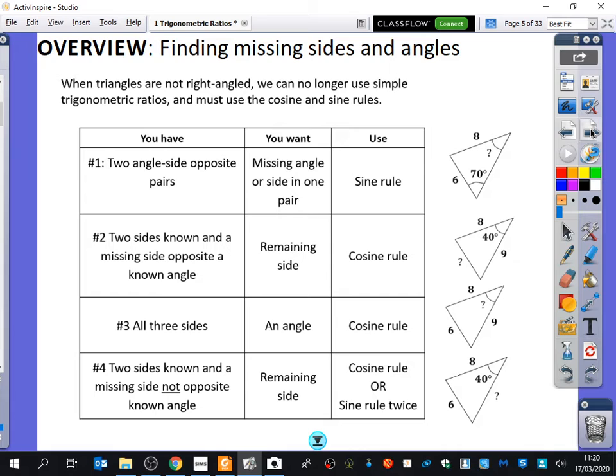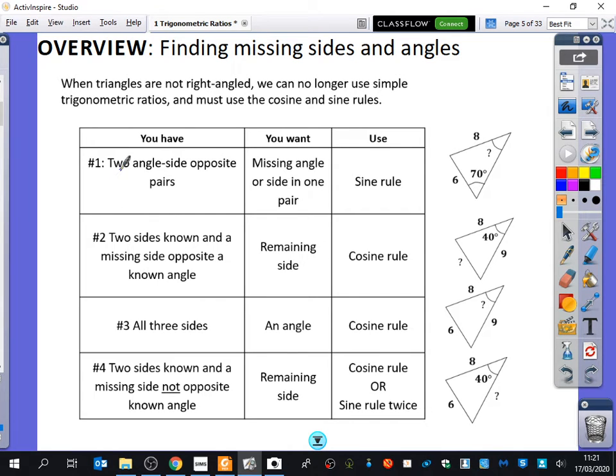When triangles are not right-angled, we can no longer use simple trigonometric ratios because those trigonometric ratios rely on the fact that it's a right-angled triangle. And so we must use the cosine and the sine rules. I'm not going to go through them in detail now, but we're going to go through them one by one and remind ourselves of when we use these different kinds of things. But I just want to quickly talk about some of the language.